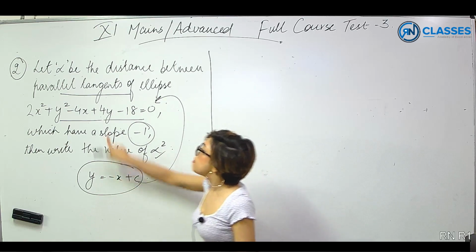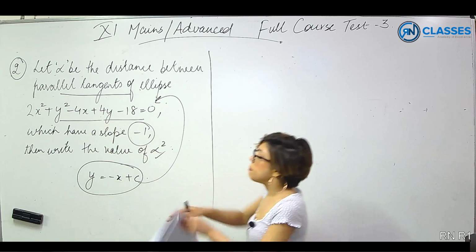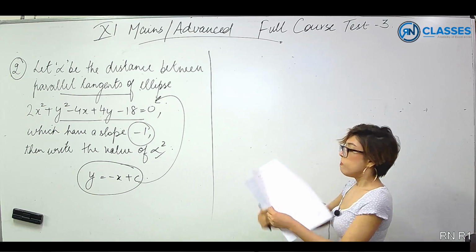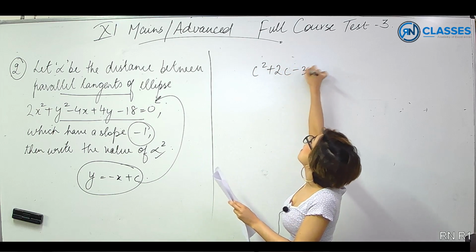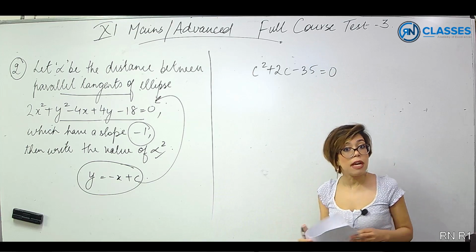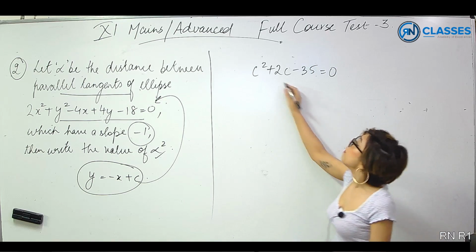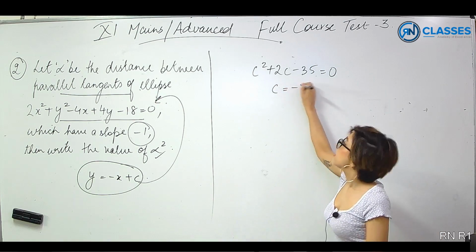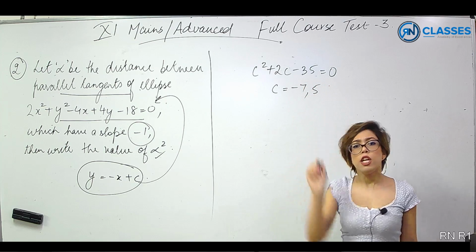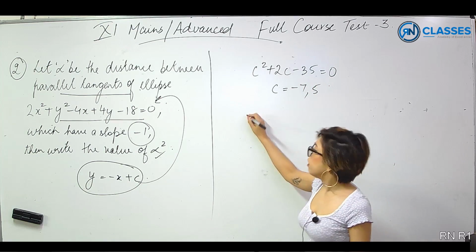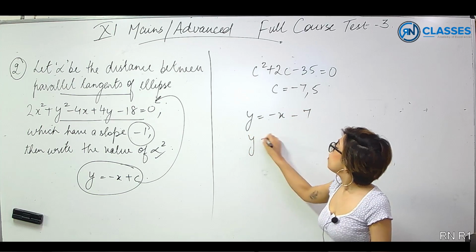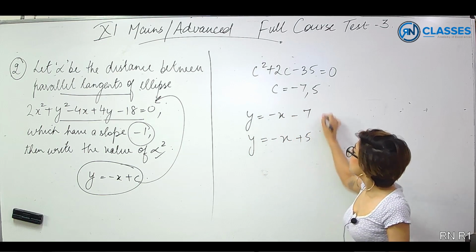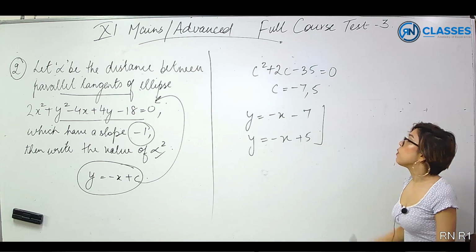So, if I simultaneously solve it, I will get my discriminant as c square plus 2c minus 35. I will leave that part up to you. And from here, we get two values of c, which are -7 and 5. So, two tangents crop up over here. y is equal to -x minus 7. y is equal to -x plus 5. Parallel lines, you can write it properly.